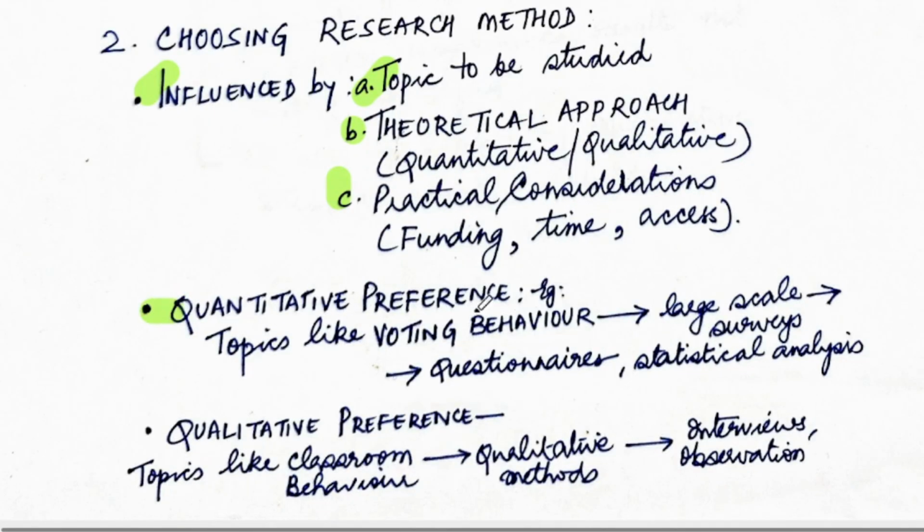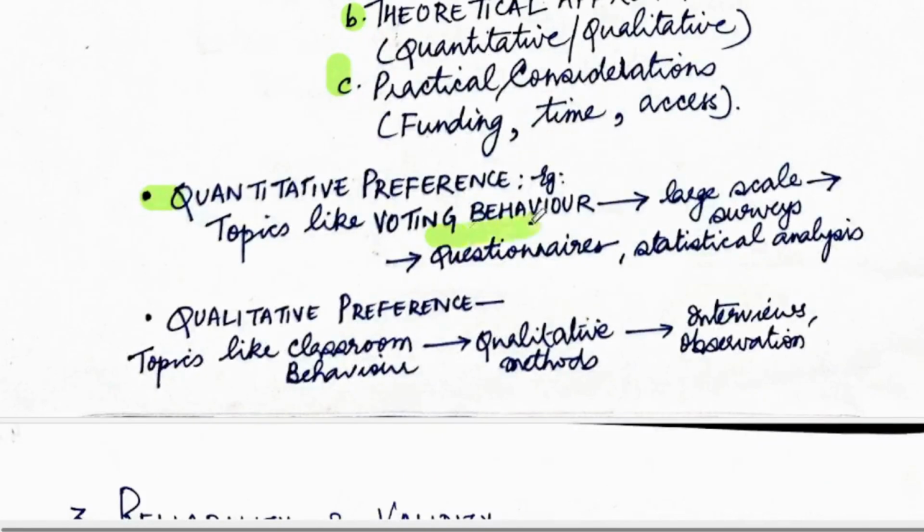Let's say quantitative preference. For example, topics like voting behavior. Now, voting behavior requires that a large number of people have to be addressed. We need huge representativeness, a generalization. So we will be using methods like large scale surveys, and here we will use tools like questionnaires and statistical analysis.